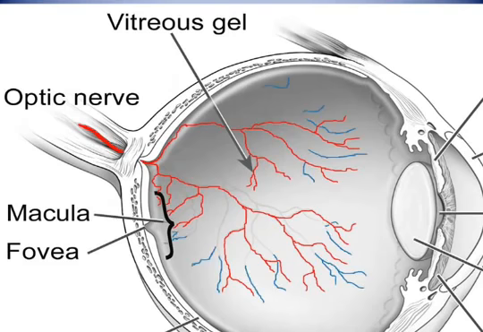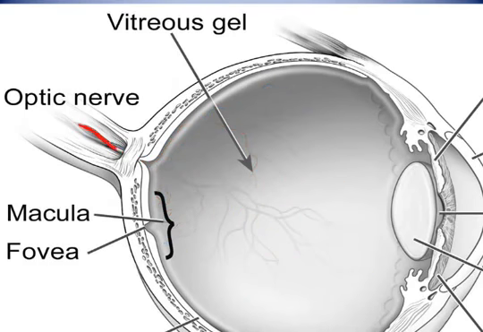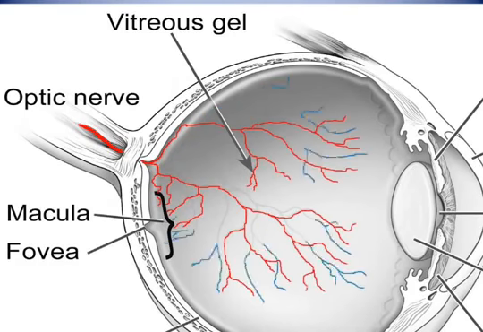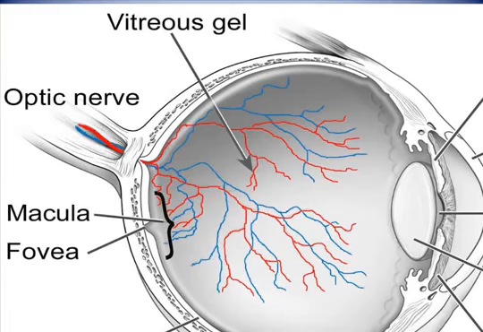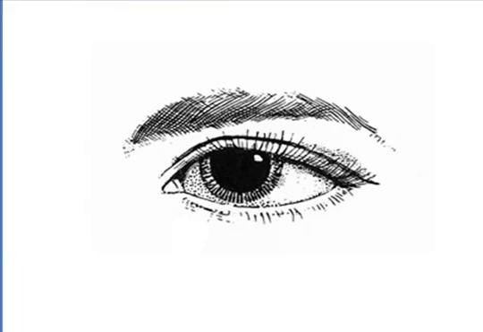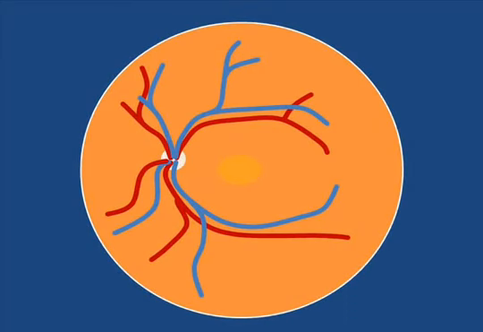After the blood has made its way through the capillaries and delivered its nutrients and oxygen to the surface layers of the retina, the blood leaves the eye through a similar system of veins. This is an illustration of the back wall of the eye, showing the major retinal vessels. The arteries are shown in red, and the veins are shown in blue, emanating from the optic disc.